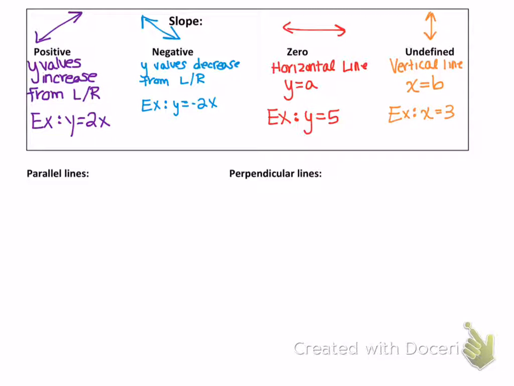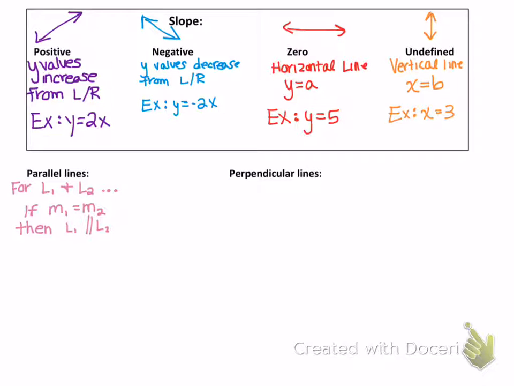So let's say we have line 1 and line 2. If m, which is the slope of line 1, is equal to the slope of line 2, then line 1 is parallel, that's the symbol for it, to line 2. Basically, I'm saying parallel lines have the same slope.